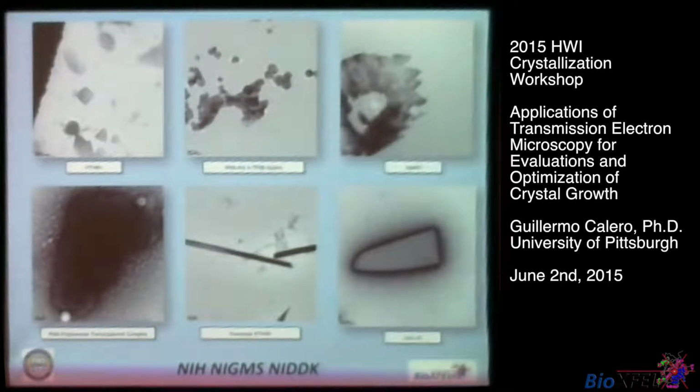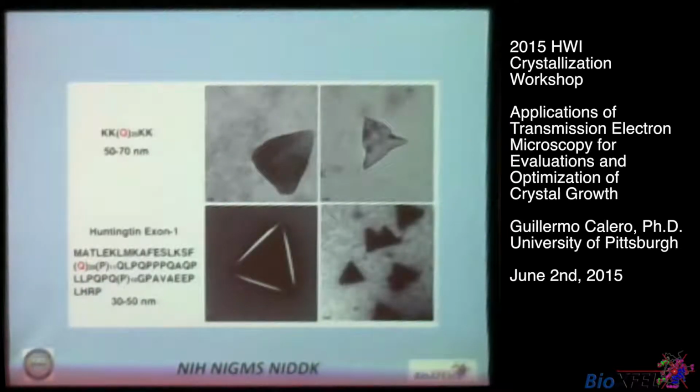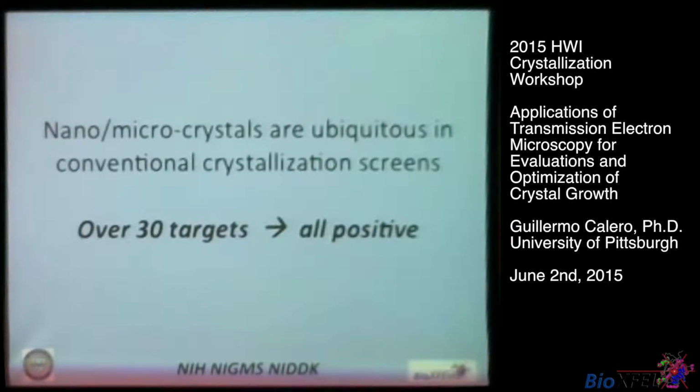Here's an example of some amyloid proteins that we were also able to crystallize. So the first conclusion is, yes, we can identify nanocrystals from granular aggregates using electron microscopy. And yes, all the targets were positive.